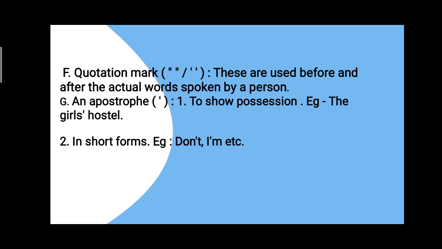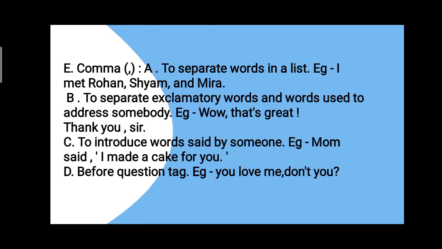Now the next punctuation mark is quotation mark, or inverted commas. Students, inverted commas are used before and after the actual words spoken by a person. Say, for example, here you can see, mom said, I made a cake for you.